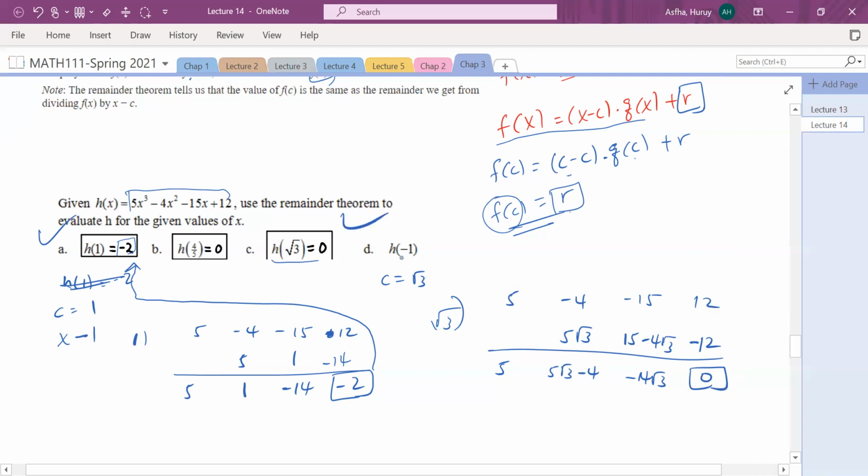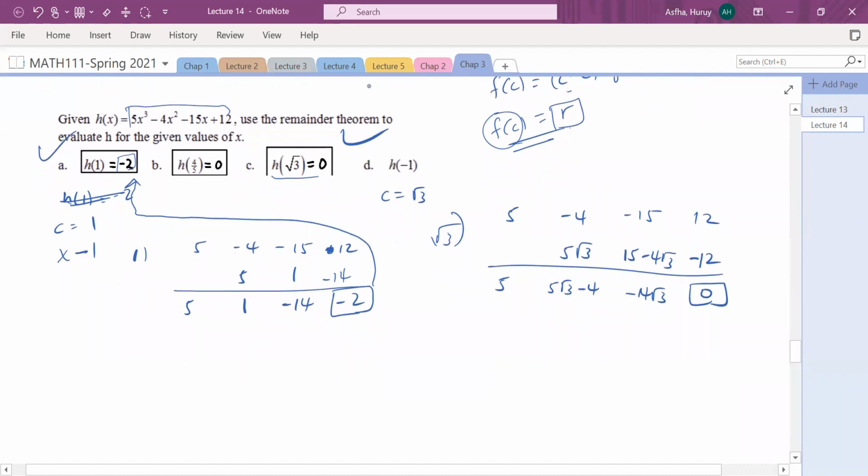So similarly, we can check the remaining. So maybe I can do the last one. Negative 1. So in that case, our c is negative 1. So it will be negative 1, 5, negative 4, negative 15, and 12. 5, negative 1 times 5 will be negative 5. And if we add this, we get negative 9. And this is positive 9.